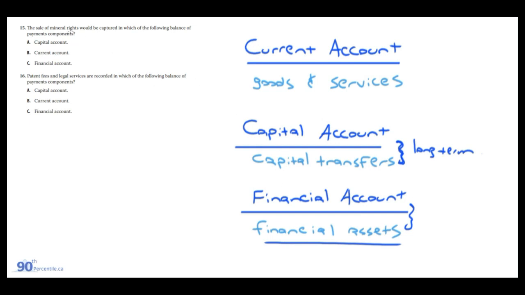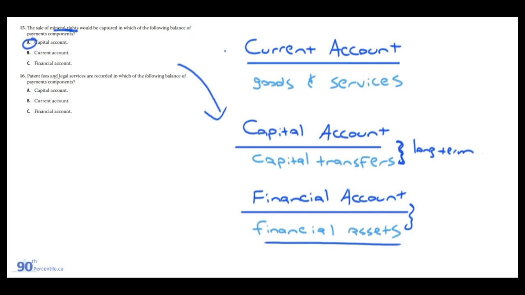The first one here: the sale of mineral rights would be captured in which of the following balance of payment components? Mineral rights are natural resources, so they're selling the rights to mine minerals in a different country. Not related to the current account, because this isn't technically goods and services. If they were trading the minerals themselves, it would be in the current account, but they're trading the rights to it, which is capital. So it's going to be capital.